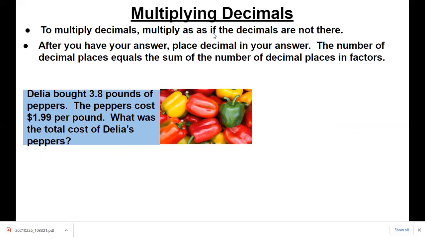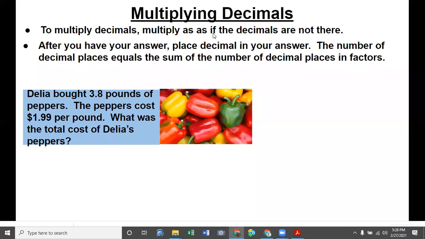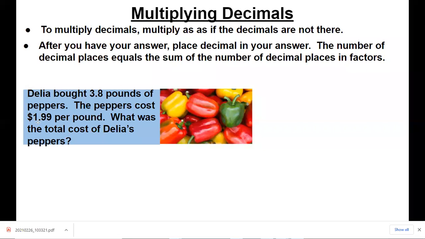When you have the word total in a problem, it can either mean adding or it can mean multiplying. In our case, we want to multiply because we have the word per pound right here. So per indicates to me that every pound is going to cost $1.99, so I'm going to multiply it by the number of pounds.